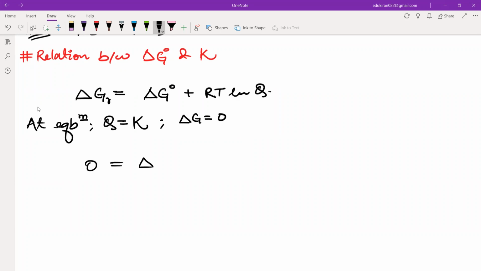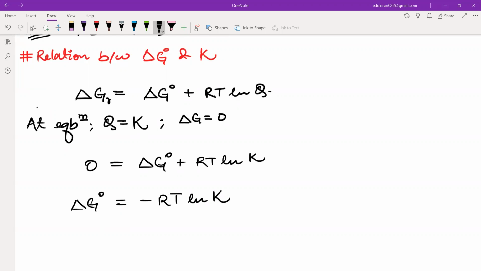plus RT ln K. Now I can write that delta G naught is equal to minus RT ln K, where K is the equilibrium constant.